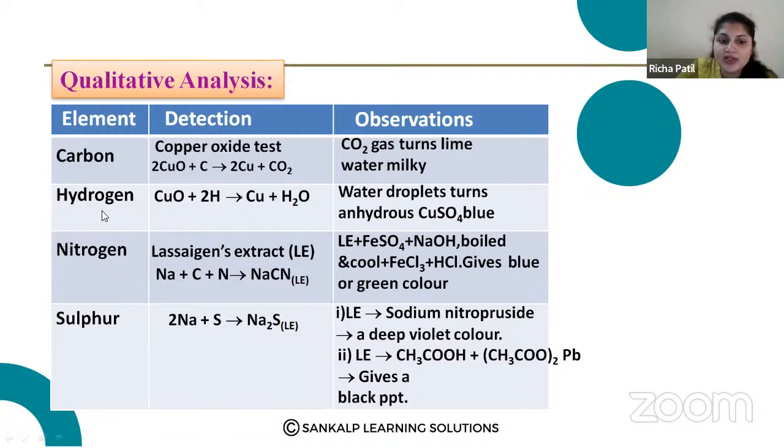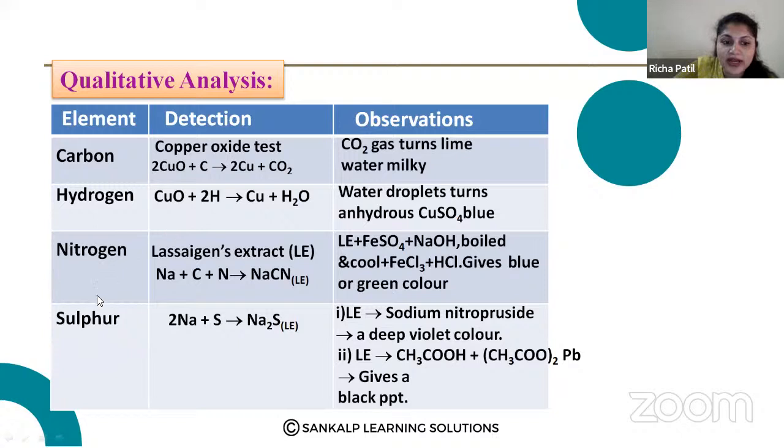How to detect hydrogen? Same cupric oxide reacts with your hydrogen. If it is present, it forms Cu plus water. These water droplets, if they turn anhydrous copper sulfate blue, then it shows the presence of hydrogen.